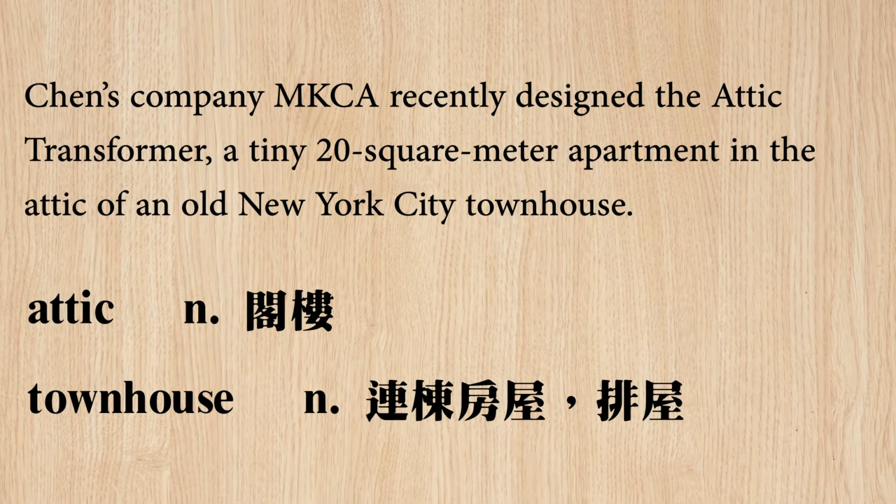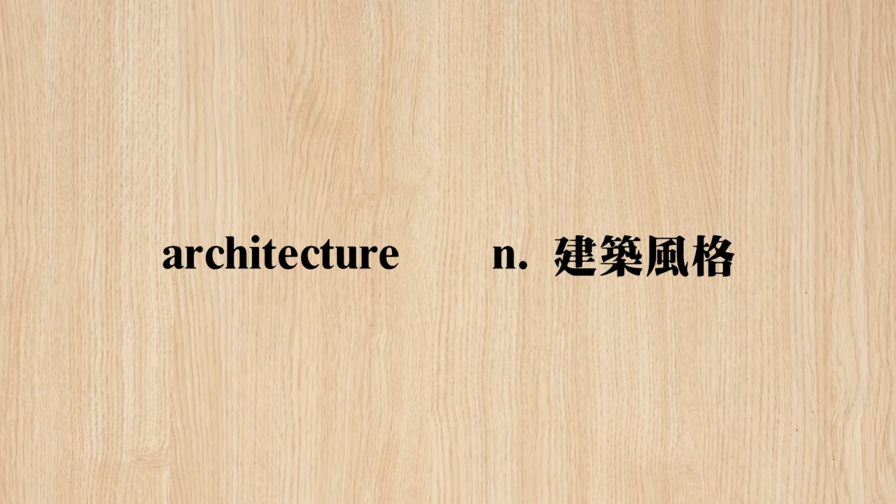Okay, time to look at paragraph 2. Chen's company, MKCA, or Michael K. Chen Architecture, designed the attic transformer, a tiny 20 square meter apartment in the attic of an old New York City townhouse. OK，接下来我们看到这句话，Chen's company MKCA，MKC 就是他的名字 Michael K. Chen，但是那个 A 是什么？老师刚刚提到 architecture，就是建筑风格的意思。我们先请老师帮我们拼一下这个字好吗？This word is so hard that I spelled it wrong, but Anthony spelled it correctly.